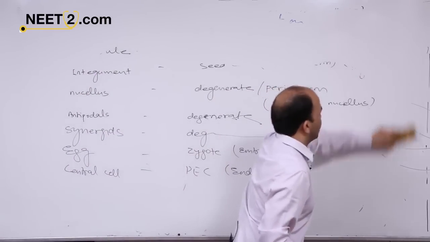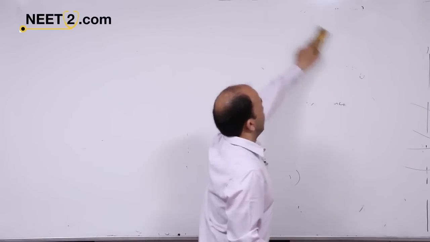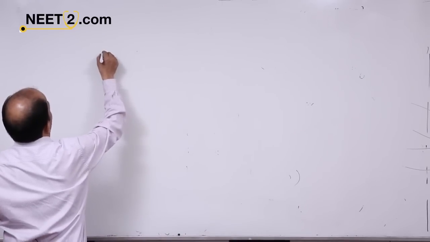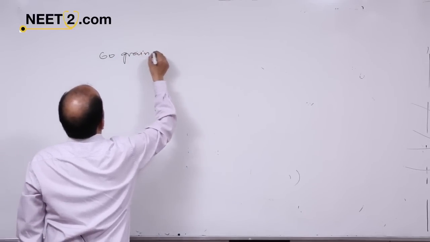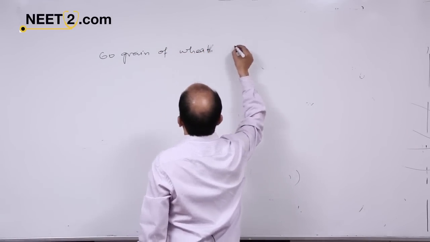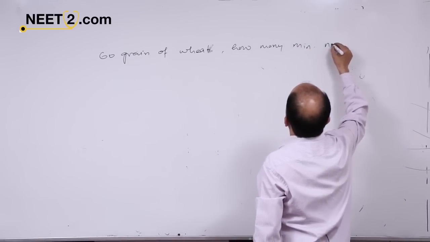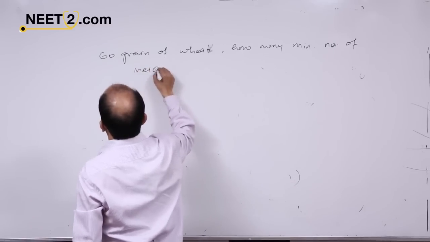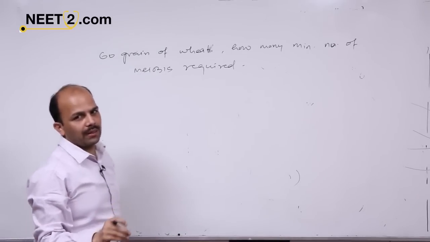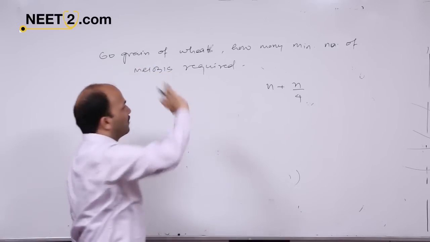right? अब इसके केस में, in case of embryology, आपसे क्वेश्चन पूछा जा सकता है, some numerical types also, like in the development of 60 grains of wheat, how many minimum number of meiosis required. तो कोई भी नंबर ऑफ जाइगोट पूछा जाए, नंबर ऑफ सीड पूछा जाए, नंबर ऑफ ग्रेन पूछा जाए, फार्मूला will be n + n/4, where n is the number of grains या नंबर ऑफ सीड.